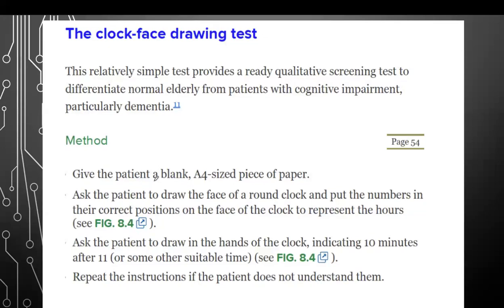Okay. Now, apart from doing the MMSE, there are some other screening tests we can do to check for cognitive impairment in elderly patients. And dementia is common in elderly patients, okay? And one of the tests is known as the clock face drawing test.